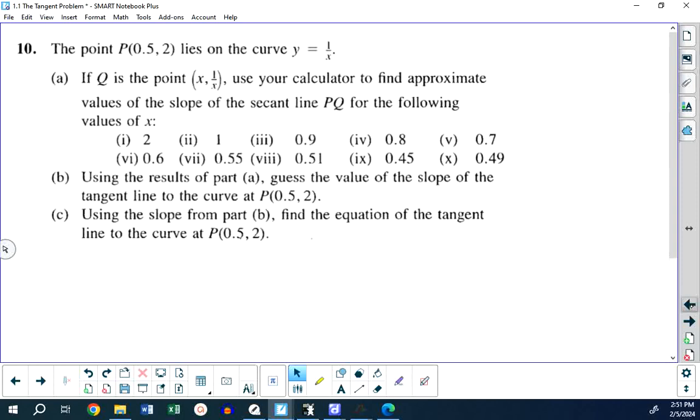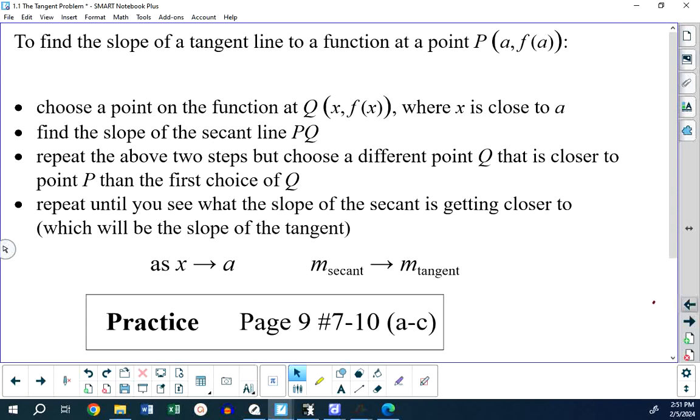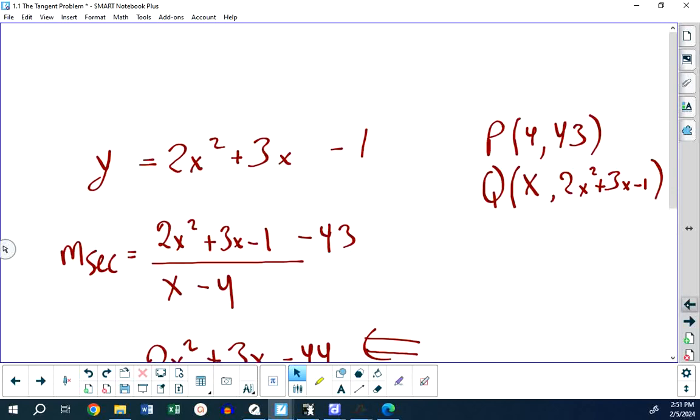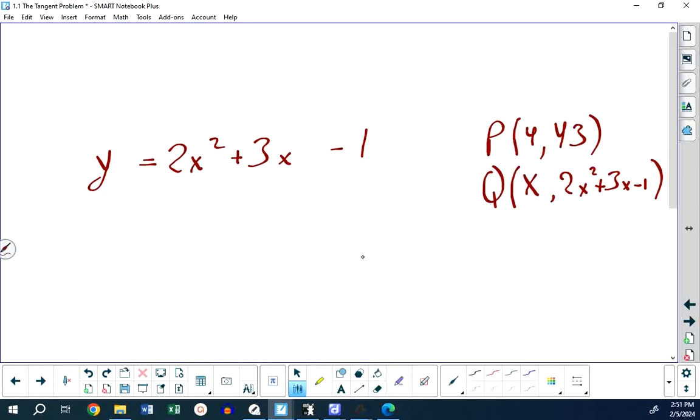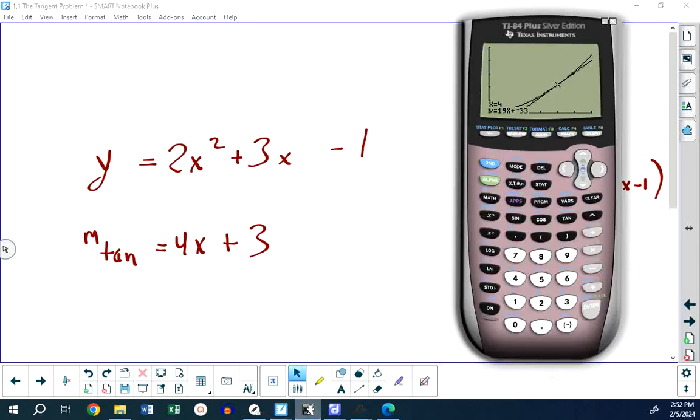There will come a time where you will be able to determine an equation for the slope of the tangent. Go ahead, put 4 in here. What do you get? 19. Put 3 in there. 15.